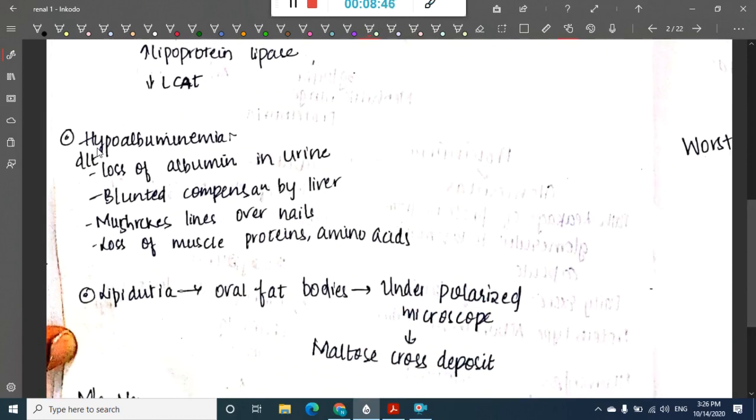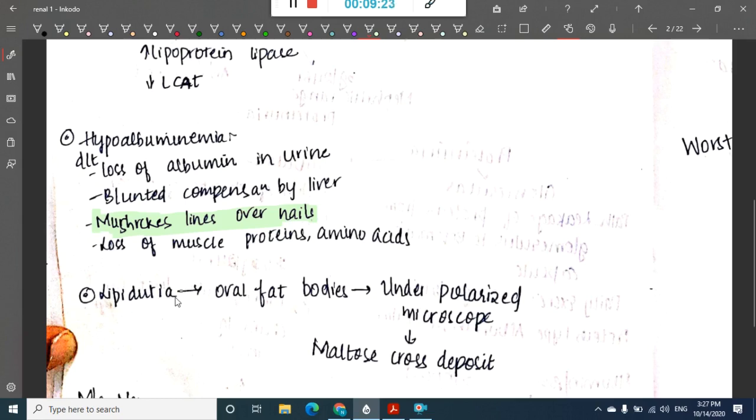So if you see, hypoalbuminemia is due to the loss of albumin in urine. Whenever there is loss of albumin in urine, you have blunted compensation of the liver. The liver tries to compensate, but it cannot do it properly because of the high loss of albumin in nephrotic syndrome. As a result, Muehrcke lines are seen over the nails. And there is also loss of muscle proteins and amino acids.